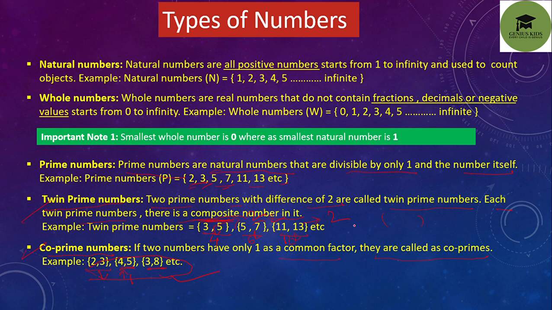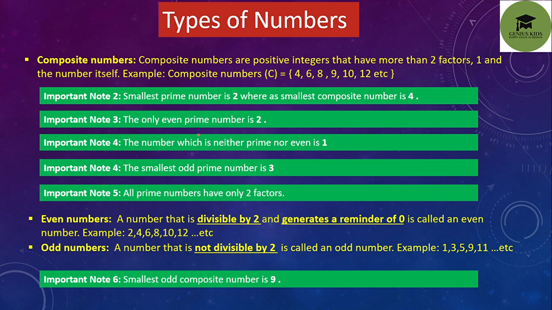Okay, so let's go for the next part. Type of numbers. Now this is the composite number. So what is the composite number? Composite numbers are positive integers that have more than two factors, one and the number itself.